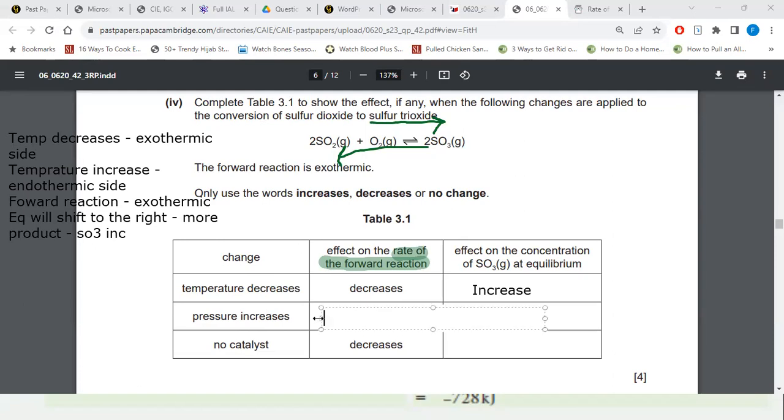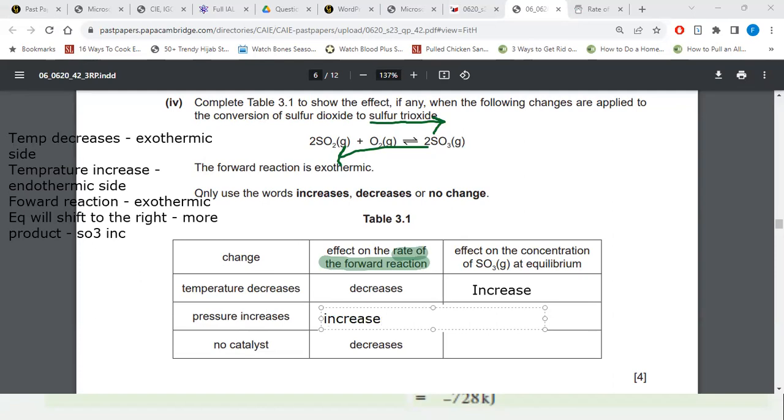There will be more reacting products. So is the reaction going to be faster? Is it going to be slower? What's going to happen? It's going to be faster. Yes, it's going to be faster. Correct. The rate of reaction is going to increase because I'm increasing the pressure, right?